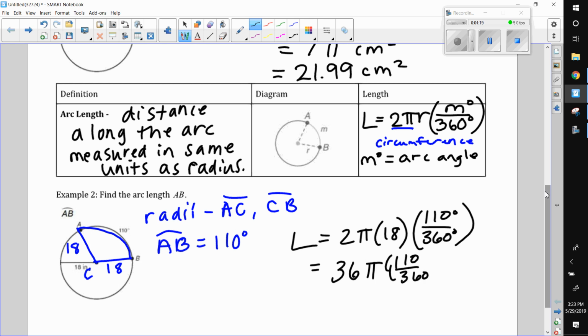over 360 degrees, which leaves me with 11 pi, and I want to use the same units, inches, or this is approximately 34.56 inches, and that's that length. That's part of the circle on the outside. Okay, so you've got some problems to do here dealing with both of these formulas.